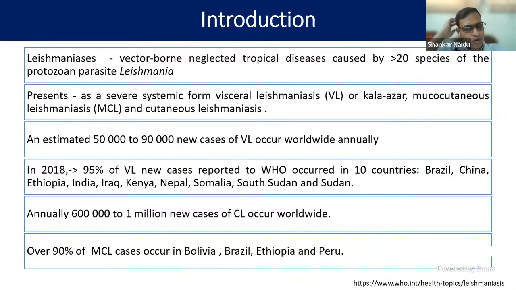So worldwide, annually about 50,000 to 90,000 new cases of visceral leishmaniasis are documented. As per the 2018 data, 95% of these patients are reported from 10 countries, which includes India. Whereas the annual incidence of other forms of leishmaniasis like cutaneous leishmaniasis is much more than visceral leishmaniasis, and mucocutaneous leishmaniasis has been predominantly reported from South American countries like Brazil, Ethiopia, and Peru.